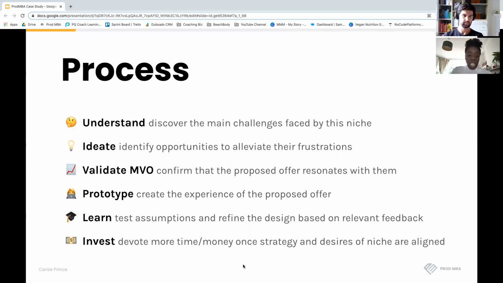And then finally is deciding whether or not to continue investing more time and money once the strategy is aligned with what the niche are actually seeking in this solution or offer.